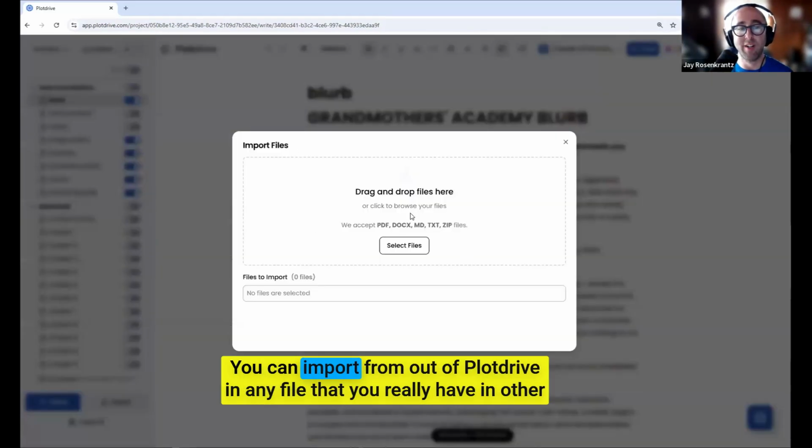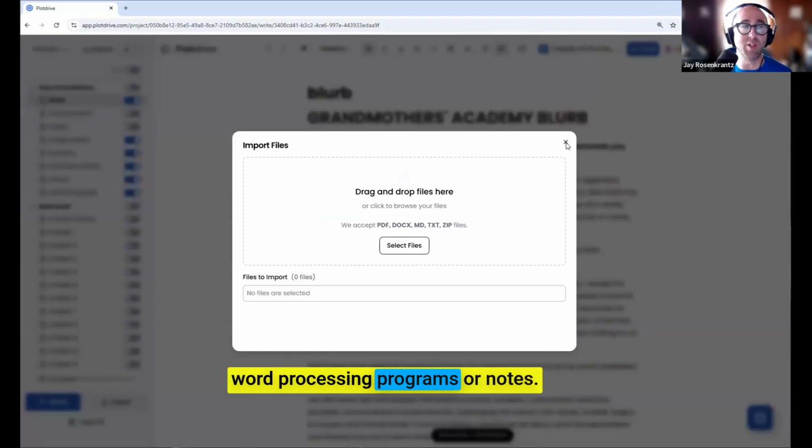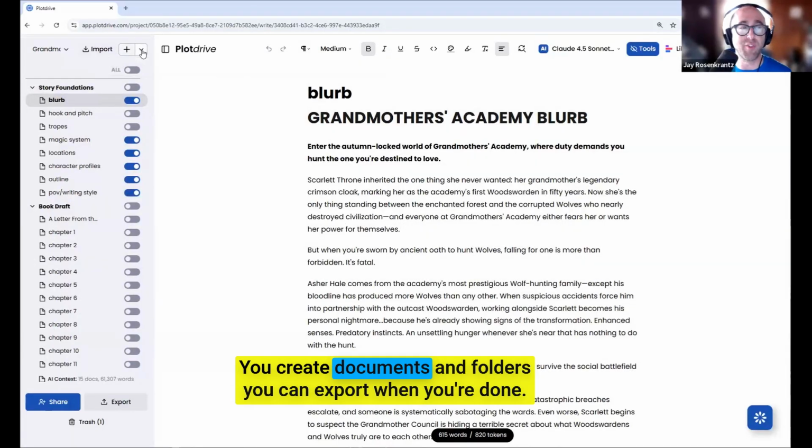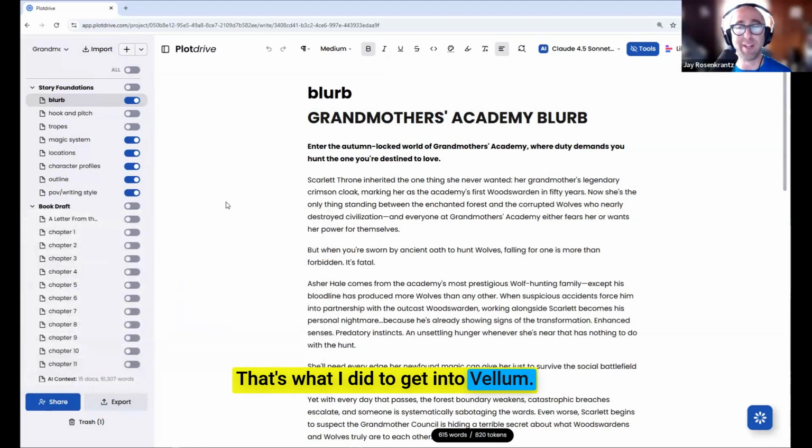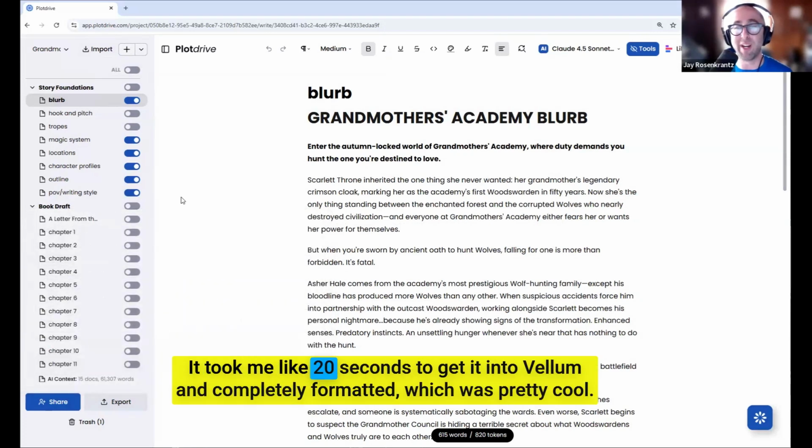You can import from out of Plotdrive in any file that you really have in other word processing programs or notes. You can create documents and folders. You can export when you're done. That's what I did to get into Vellum. It took me like 20 seconds to get it into Vellum and completely formatted, which was pretty cool.